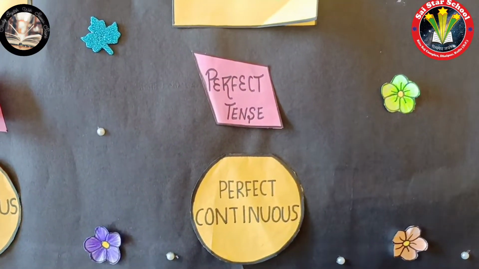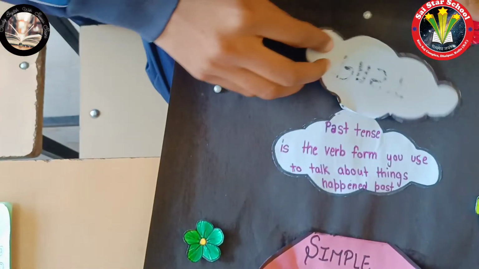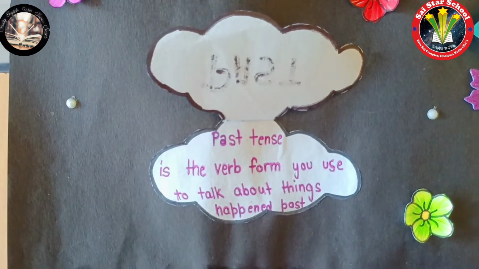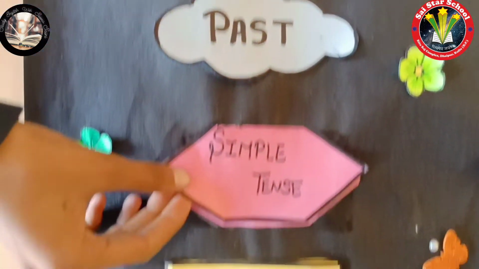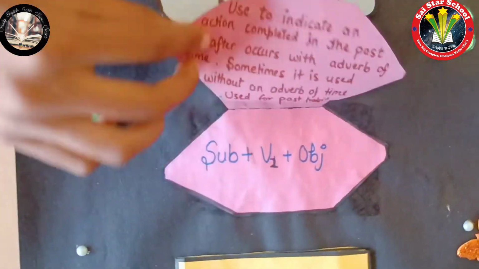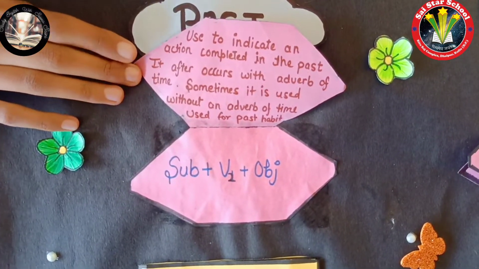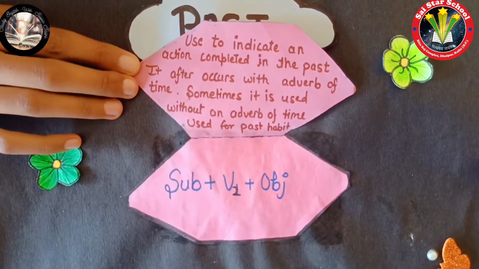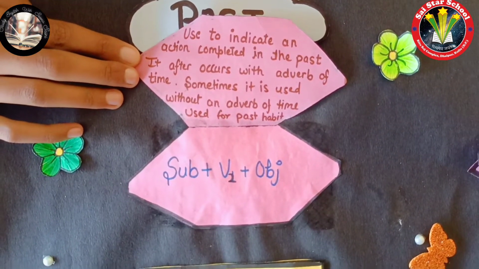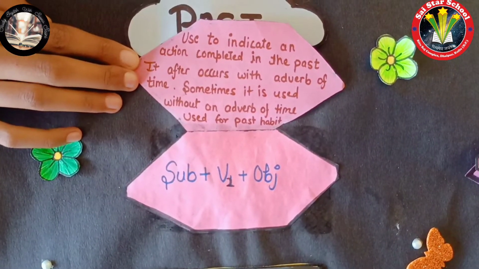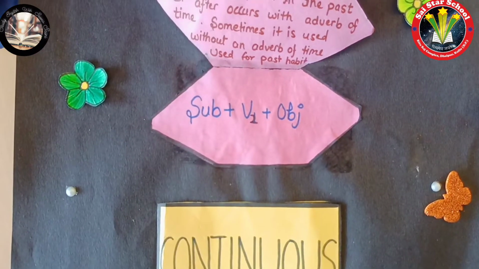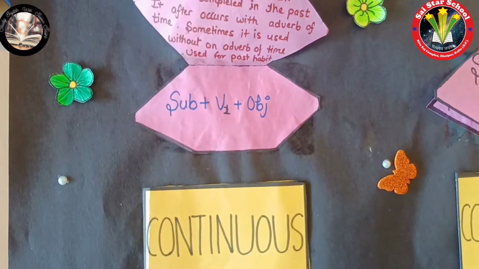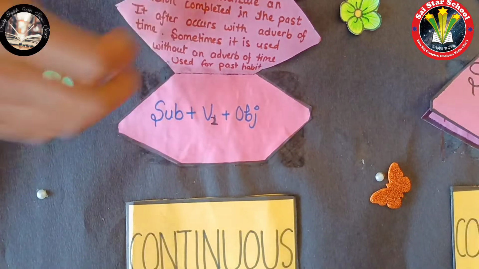Now Sakshi will tell us what is the past tense. Past tense is the verb form you use to talk about things that happened before. Now let's see the past simple tense. It is used to indicate an action completed in the past. It often occurs with an adverb of time. Sometimes it is used without an adverb of time, for past habits. The formula of simple past tense is subject plus verb 2 plus object, and the example is: she wrote a letter.